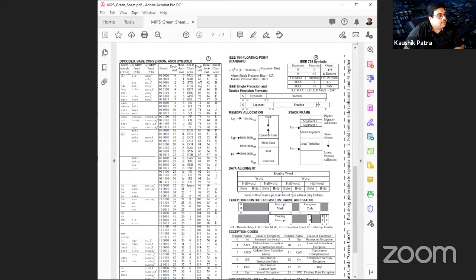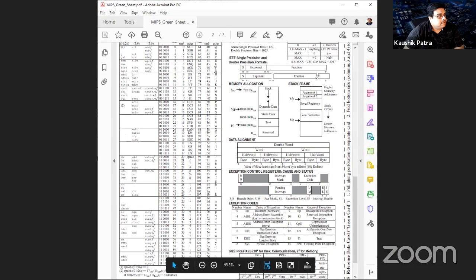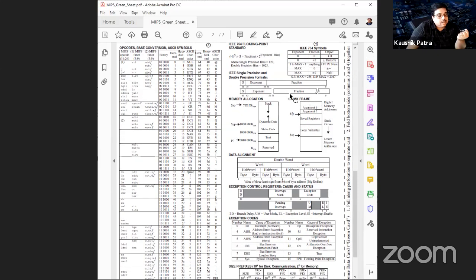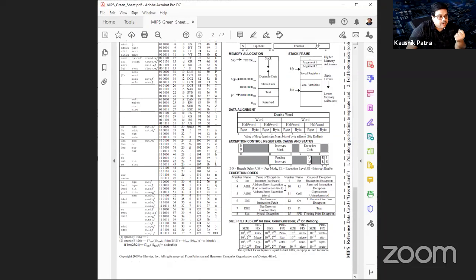It has, along with this, a long set of ASCII codes for different letters and symbols and so on and so forth. It has a format for the fraction IEEE 754, which we'll be discussing towards the end of the semester. It has this MIPS memory allocation suggestion or model, so you know what is the power up address, what is the global pointer power up address, and so on. It talks about the data alignment. It's a nice flashcard for you to remember those data alignment things.